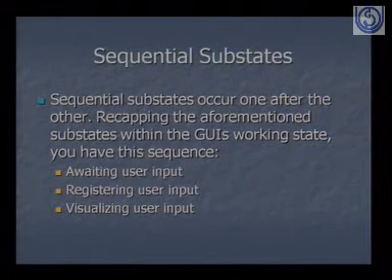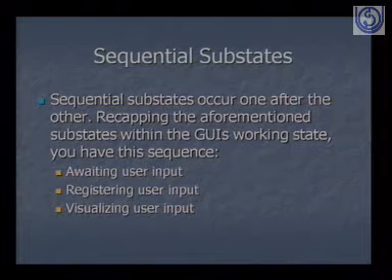The first category is the sequential substate. Sequential substate is nothing but, within the state there may exist several substates, and those substates will also happen one by one. That sequence is called the sequential substates. So sequential substates occur one after the other.